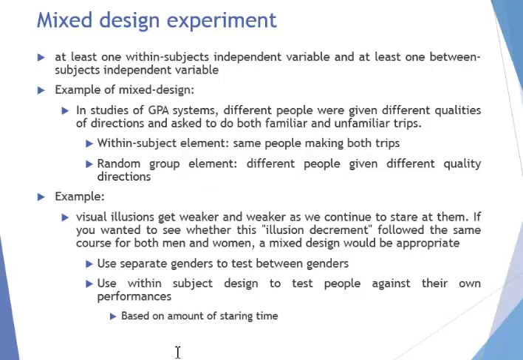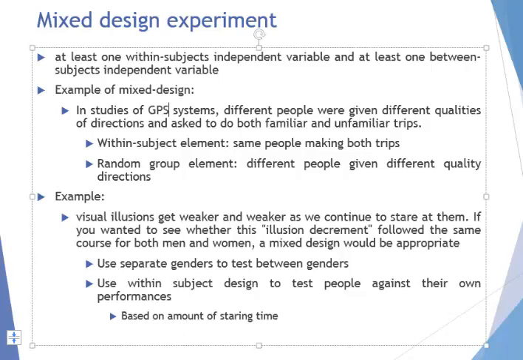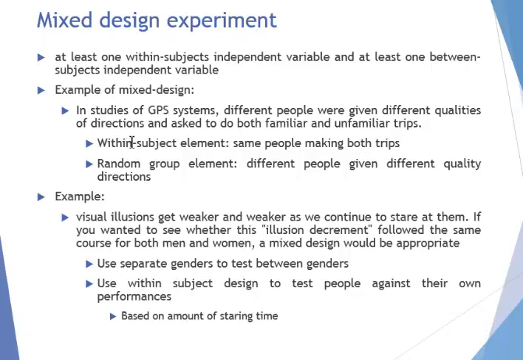Let's say in studies of GPS systems, which are obviously global positioning systems, where we get directions, different people were given different qualities of directions and asked to do both familiar and unfamiliar trips. In other words, to figure out how well a GPS works, I think these were in the days when people weren't so familiar with using GPS systems. They were given good directions and they were given bad directions, and they saw how well the GPS system would help them navigate.